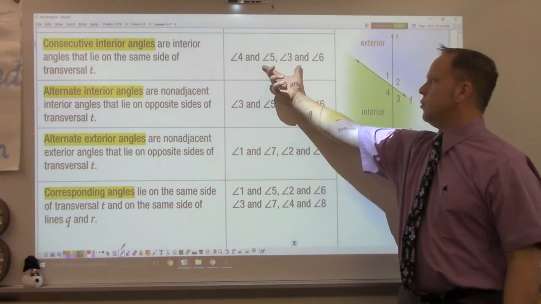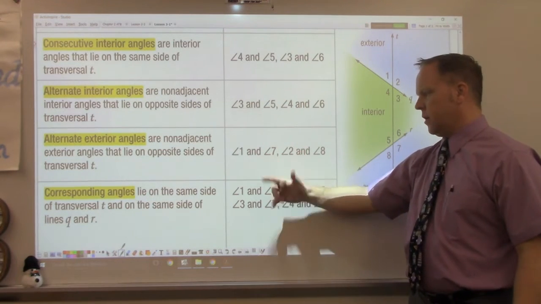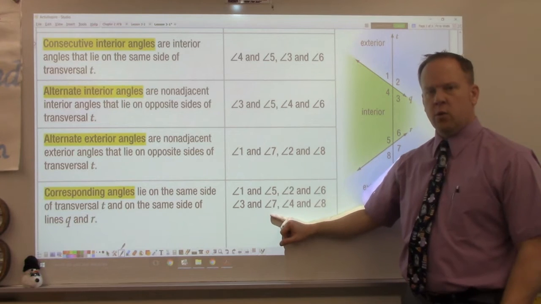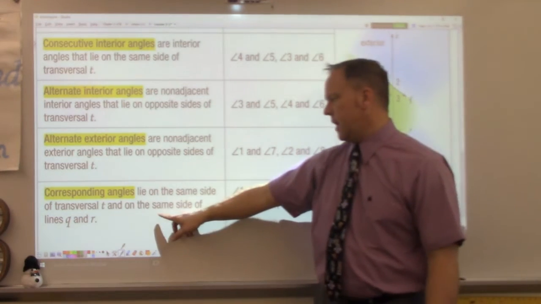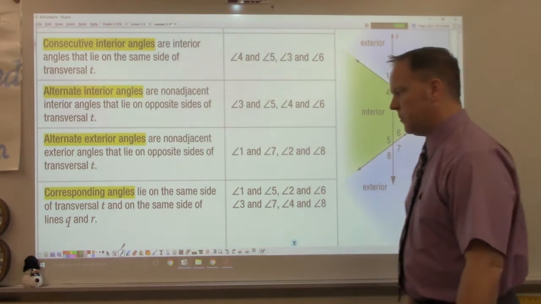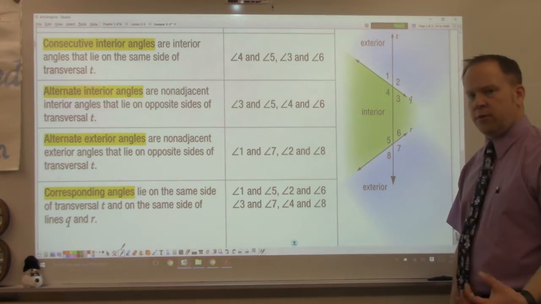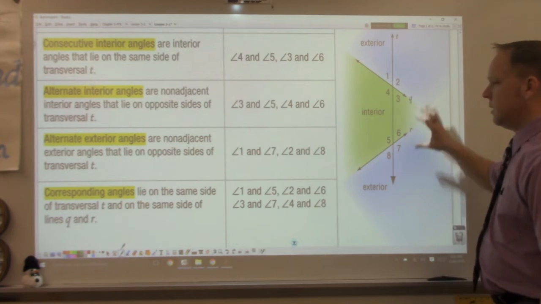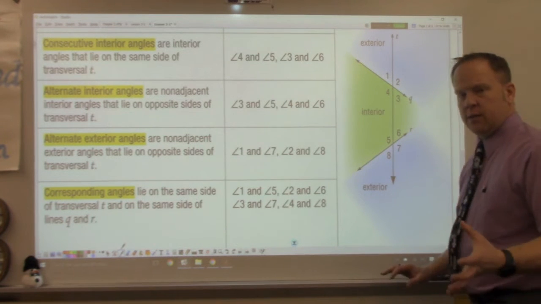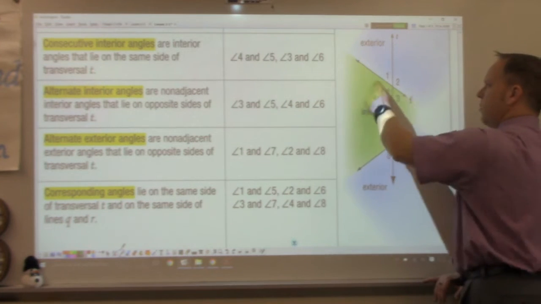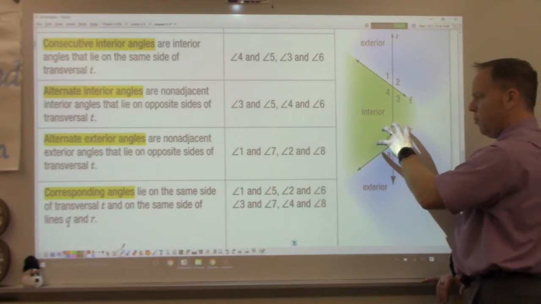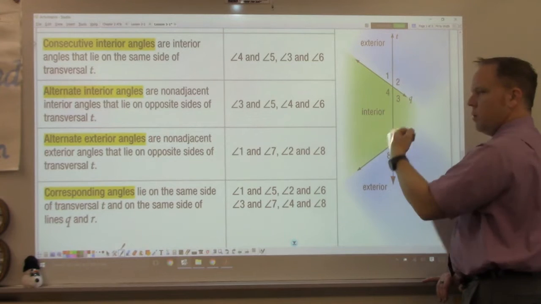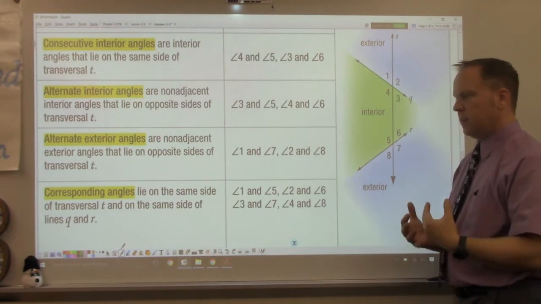Now notice here I have 2 pairs, 2 pairs, 2 pairs. Corresponding angles are the only pair relationships that actually have 4 pairs. Corresponding angles are on the same side of the transversal and the same side of both of your lines, Q and R in this case. I tell a lot of students, if you take this group of 4 angles and we're able to magically pick them up, bring them right down and put them right on top of these, what angle would go on top of what angle? They're in the exact same position.